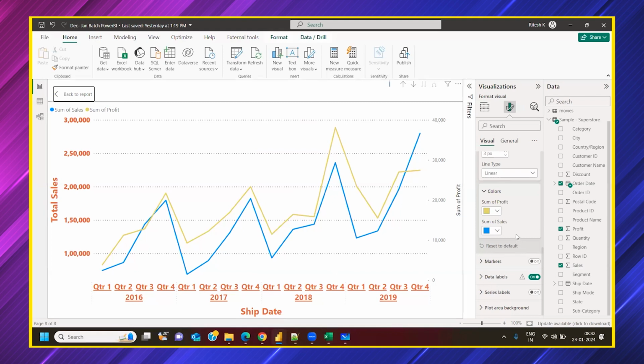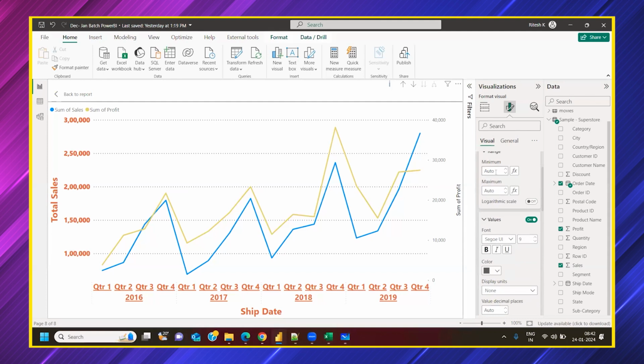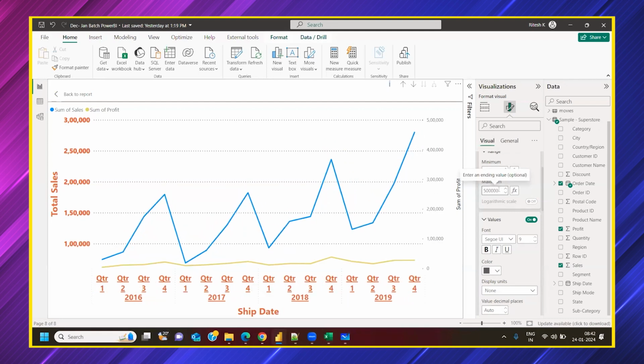Now, if you want this information to be changed, always open the secondary y-axis, whatever minimum value you want. It should start from 0 and it should end at 5 lakhs. Now I've entered 5 lakhs. You can see the drastic change. The sales has come down to lowest level. Maximum sales or maximum profit, sorry, the maximum profit is 38,000, which is way less than a normal 1 lakh.